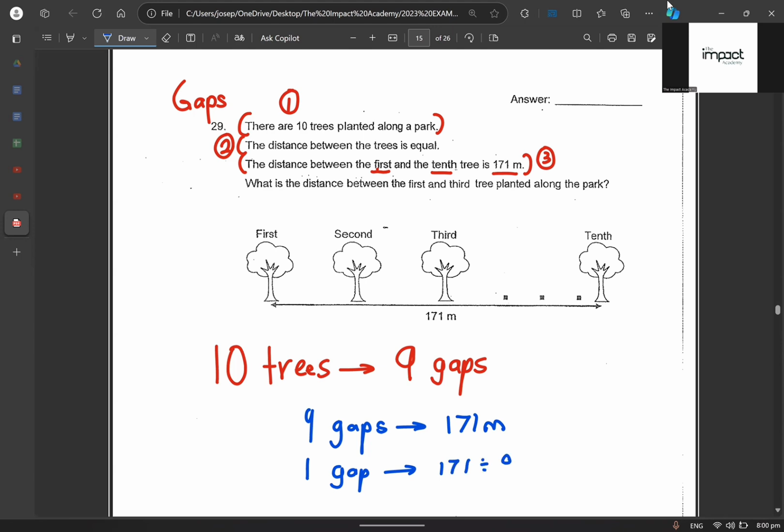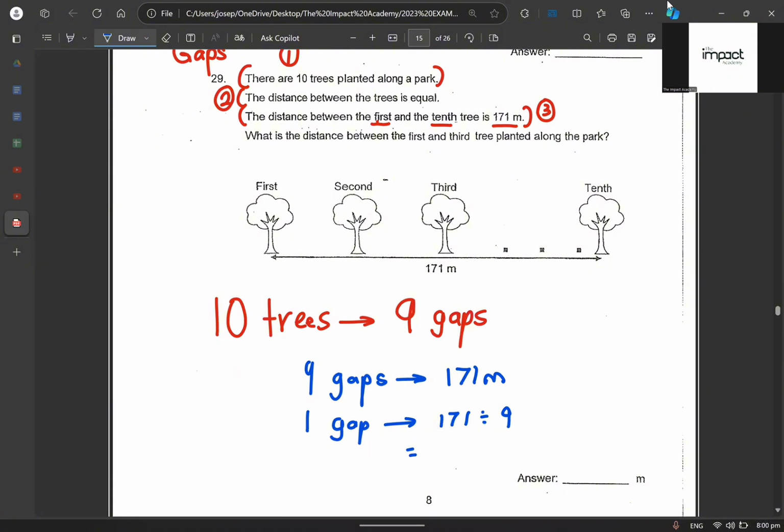171 divided by 9. When I do 171 divided by 9, what do I get? I'll get to an answer of 19 meters. Is this something that you can understand or you cannot understand? You understand? Very good. So then in this situation, what do we want to do?